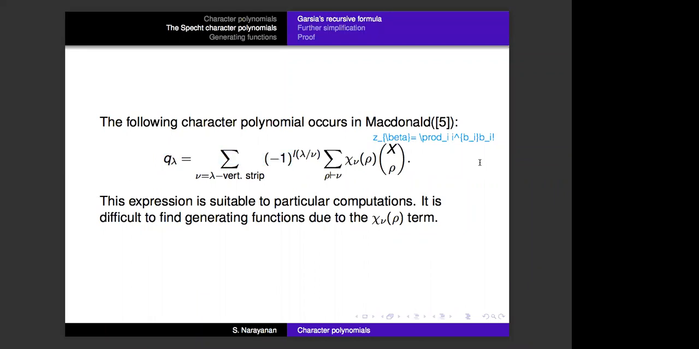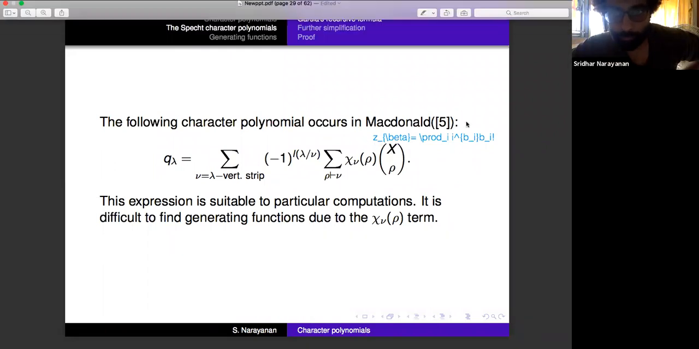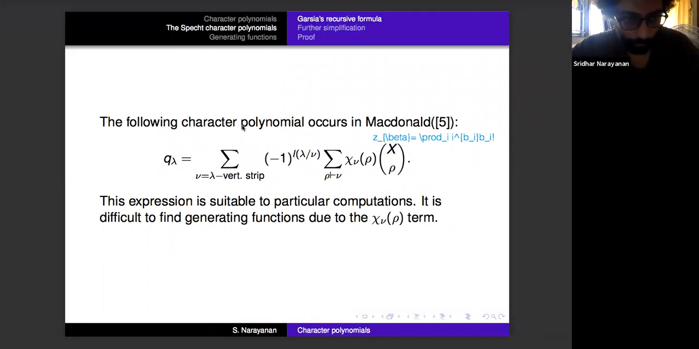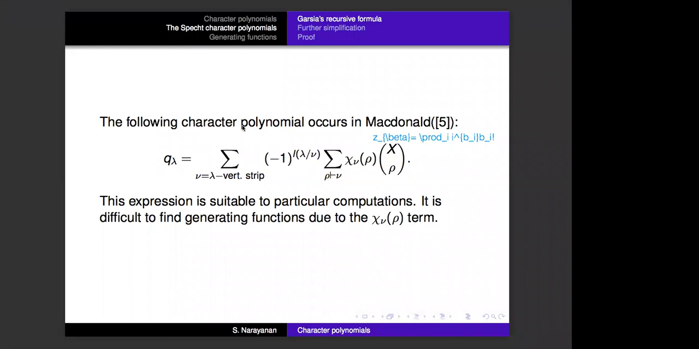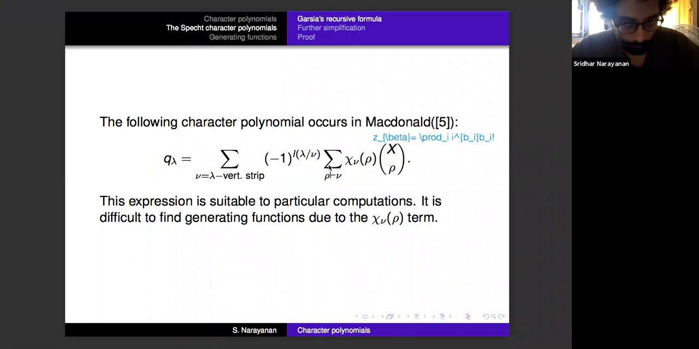So, can you say something about this vertical strip? I mean, mu is lambda minus a vertical strip, of what length? Can you give an example? Of any length. Let's say lambda is just one row. Let's look at all the ways of removing a vertical strip from a single row. In the first case, you don't do anything. It's a vertical strip of length zero, so the sign is negative one raised to zero, which is one.